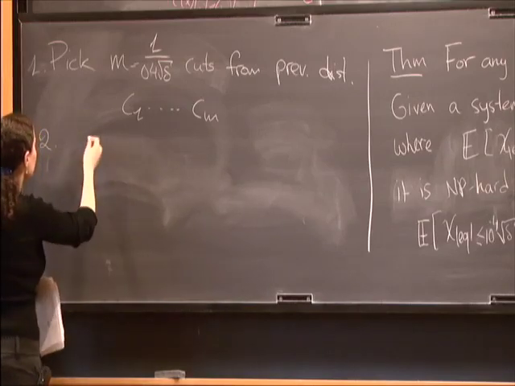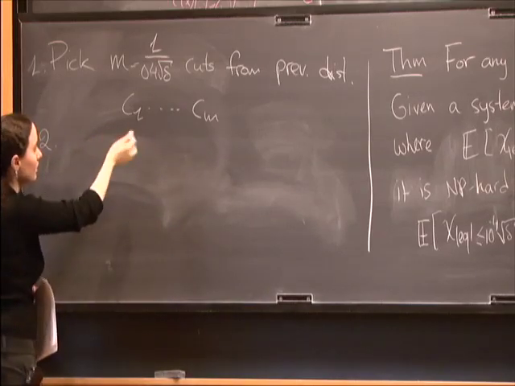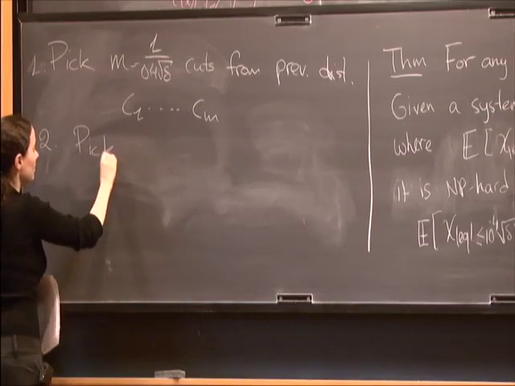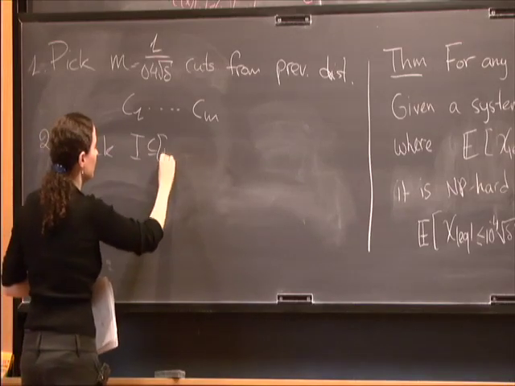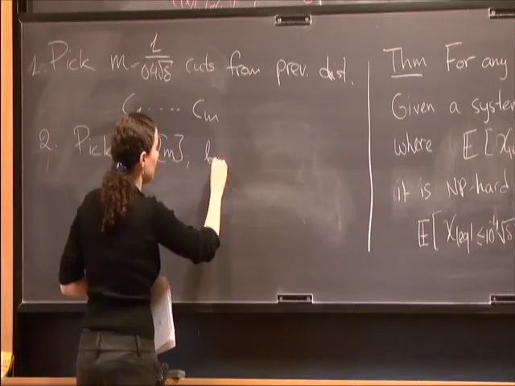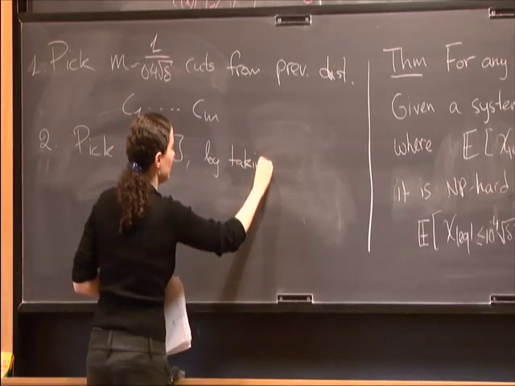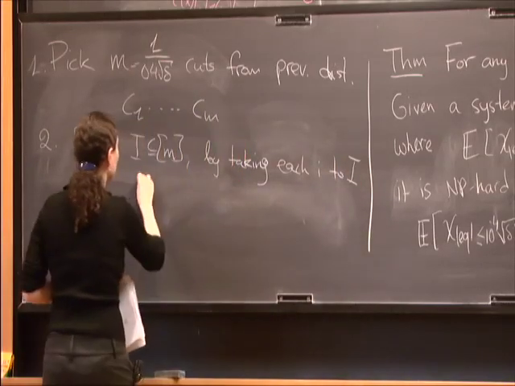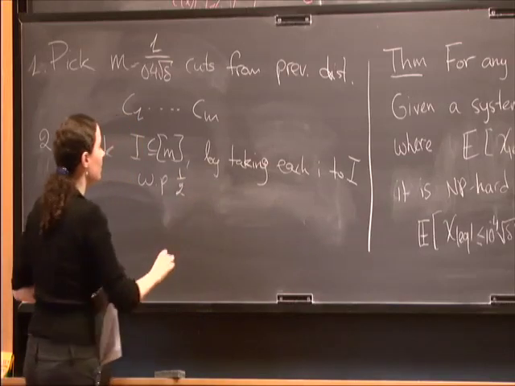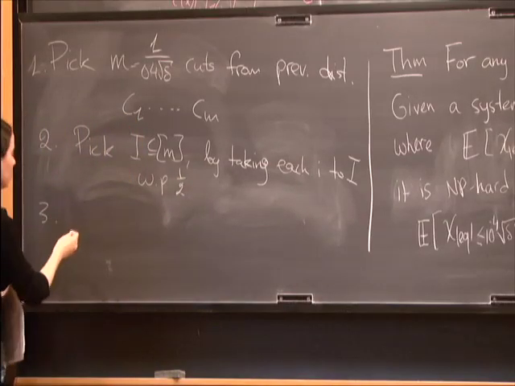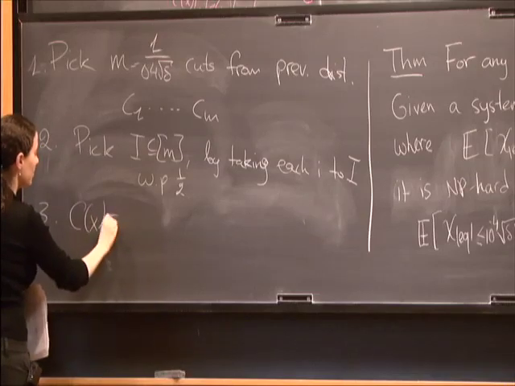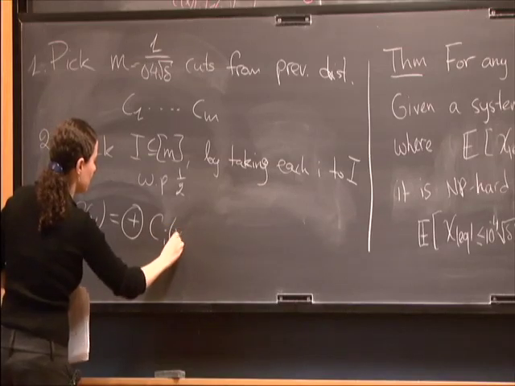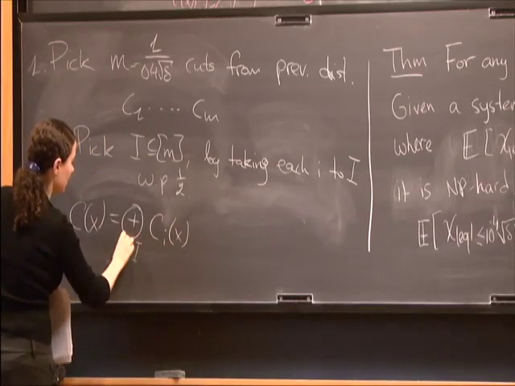Now, for the sake of analysis, we'll just take half of those cuts. So pick I, M, by taking each I with probability half independently. And now the new cut, what it's going to do for point x is just to take the XOR of all the cuts in I, all the cuts that I chose.